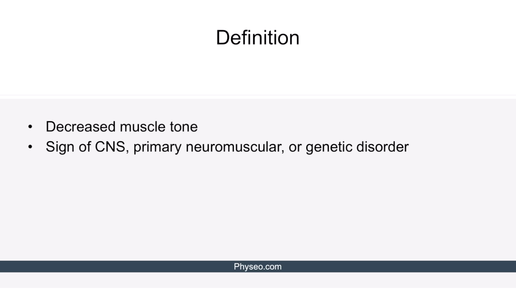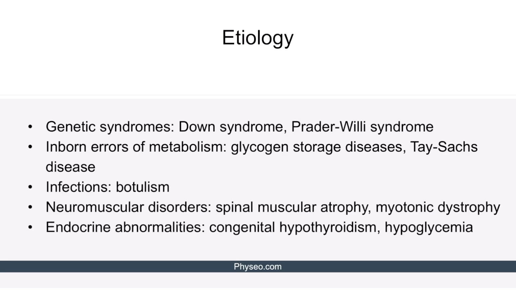All right, let's next discuss infantile hypotonia. Here's a list of topics we'll discuss for infantile hypotonia. Let's start with the definition. Hypotonia is defined as decreased muscle tone. Hypotonia and weakness in early infancy can be a sign of a central nervous system, a primary neuromuscular, or genetic disorder. There are several conditions that can present as hypotonia in infancy.